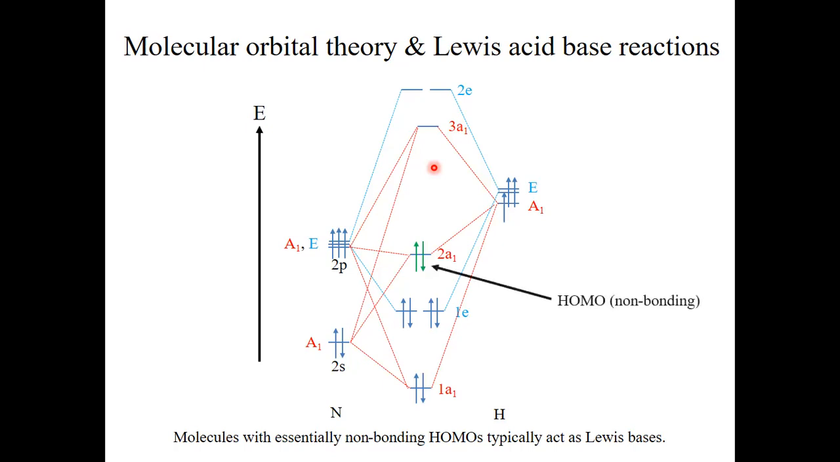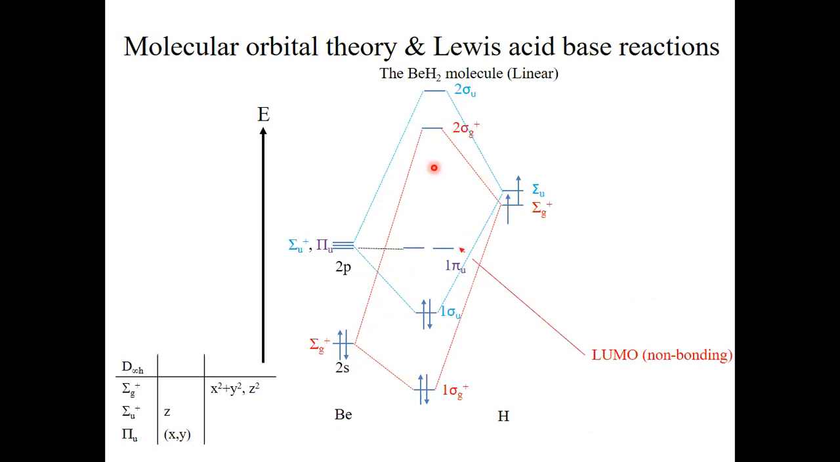So now, what about Lewis acids? From the standpoint of molecular orbital theory, an ideal Lewis acid is a molecule which has approximately non-bonding lowest unoccupied molecular orbitals. Again, the non-bonding character of the LUMOs maximizes the probability that its energy is neither too high nor too low.